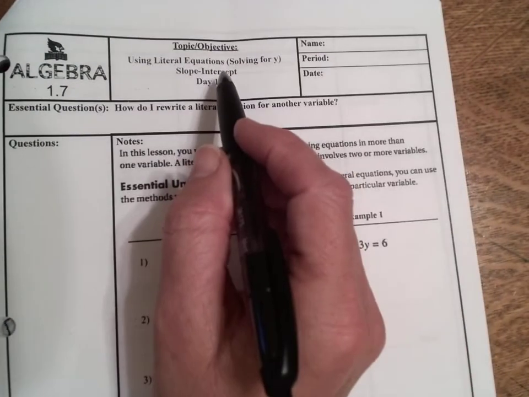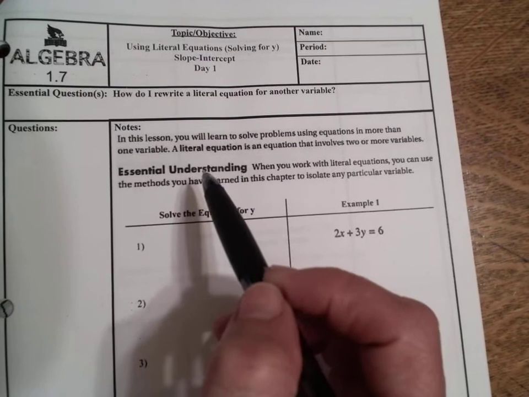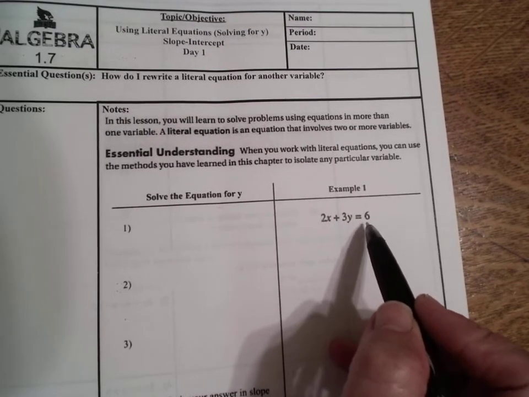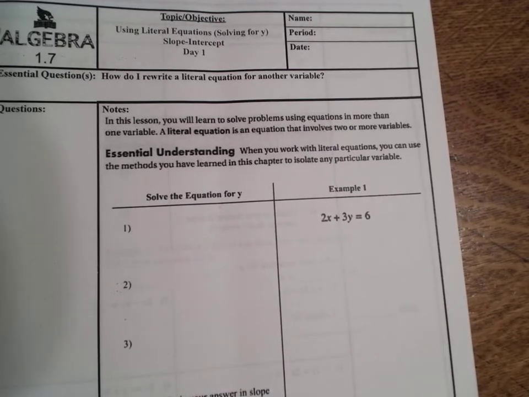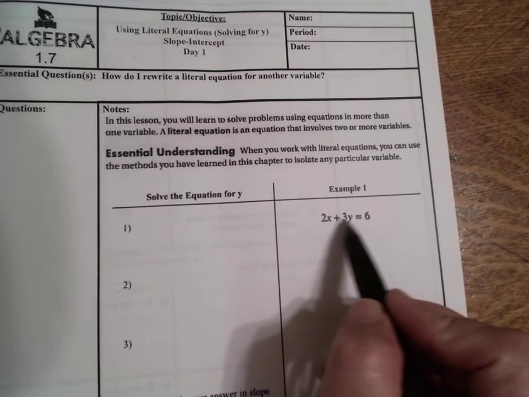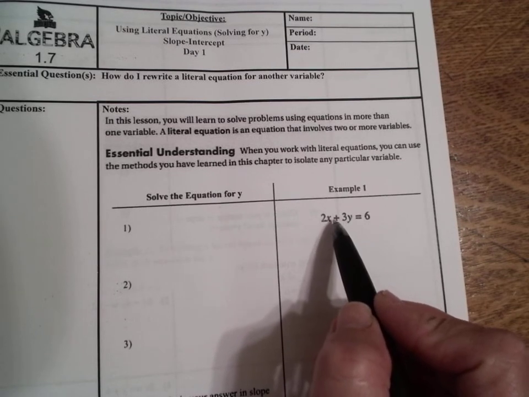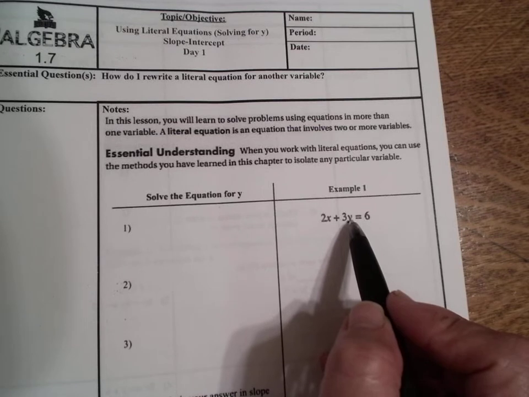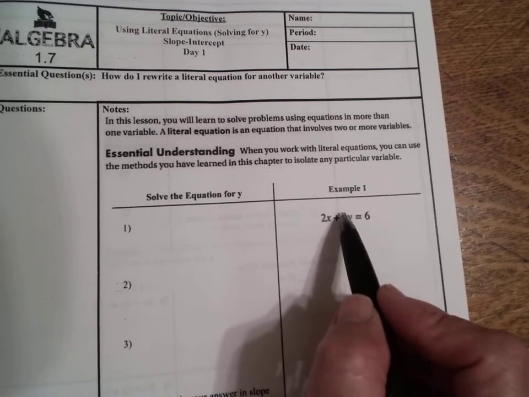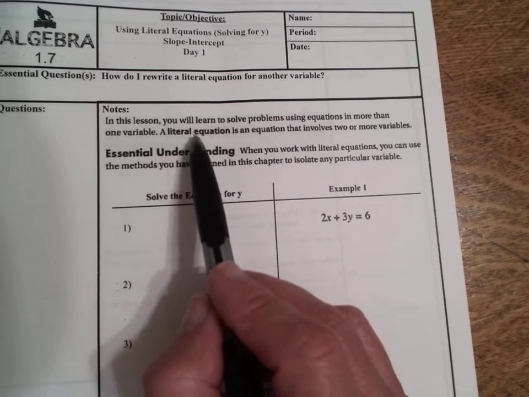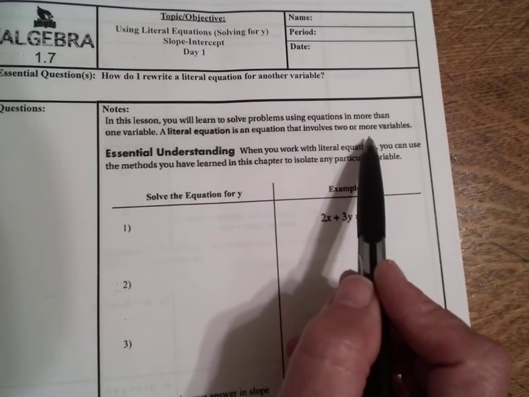So literal equation, what this means is that if you look down at this example, we have 2x plus 3y equals 6. Well, notice you have one equation but two different variables. So you can't just say x equals 2 or y equals 1. I'll show you how you can solve this in terms of one of the variables. In this lesson, you'll learn how to solve problems using equations with more than one variable. A literal equation is an equation that involves two or more variables.